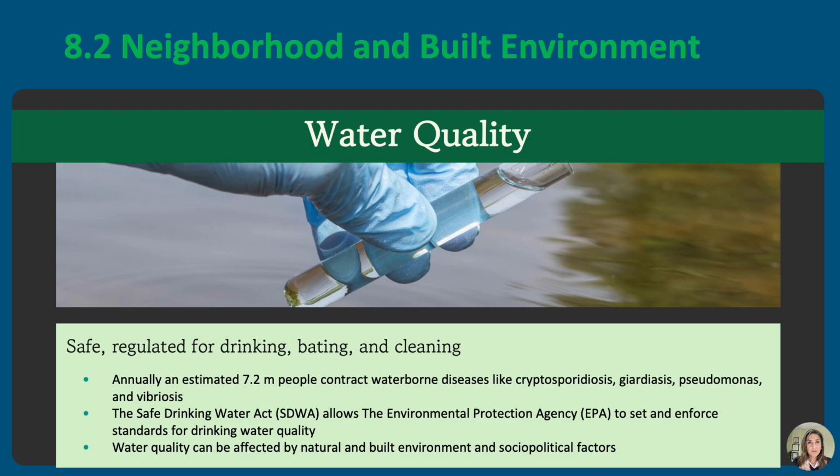We're talking about water quality. This means safe, regulated water for drinking, bathing, and cleaning. It's a very important health determinant. Annually, an estimated 7.2 million people contract a waterborne disease, and there is the Safe Drinking Water Act, SDWA, which allows the Environmental Protection Agency to set and enforce standards for drinking water quality. So water quality can be affected by both natural and built environments and also socio-political factors. For example, the Flint water crisis.